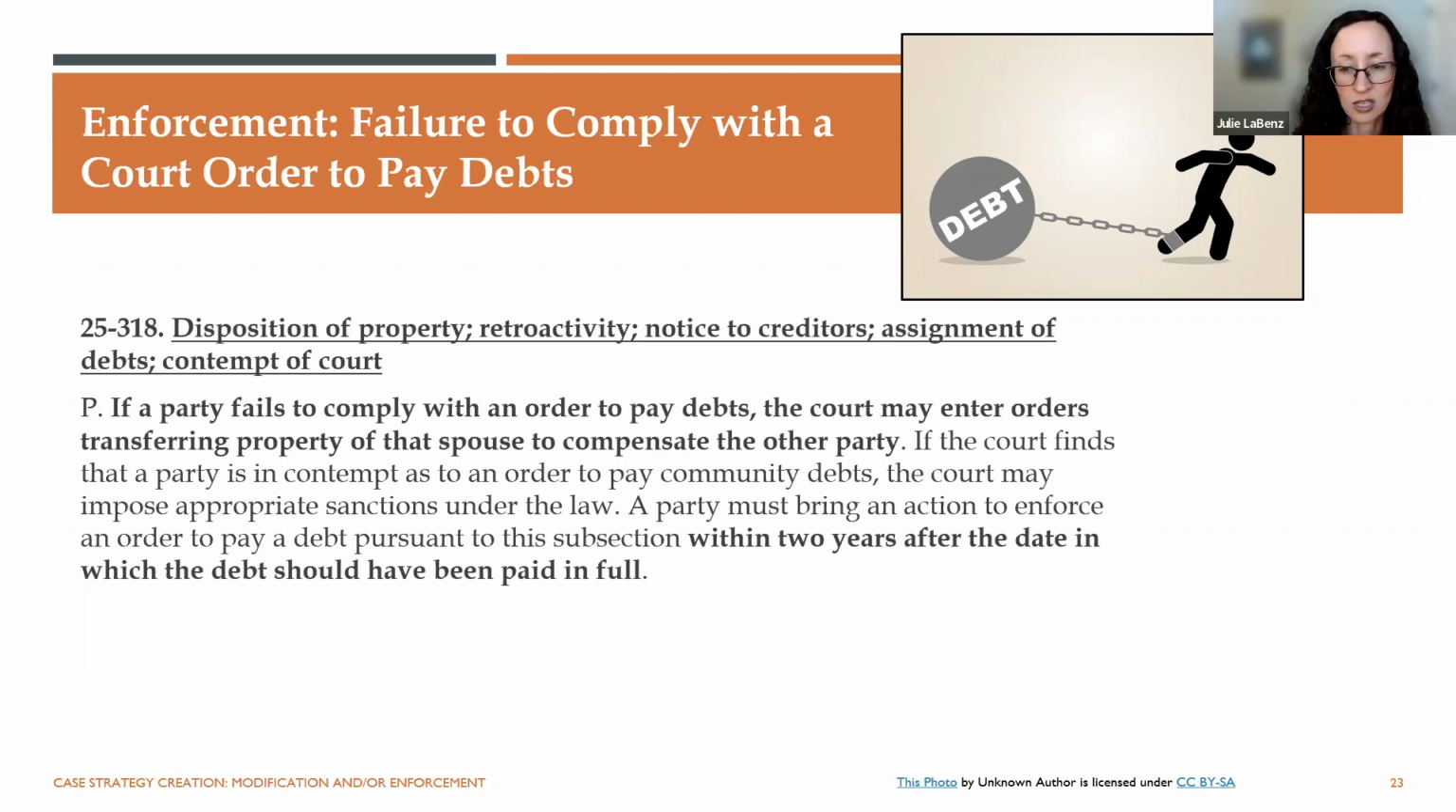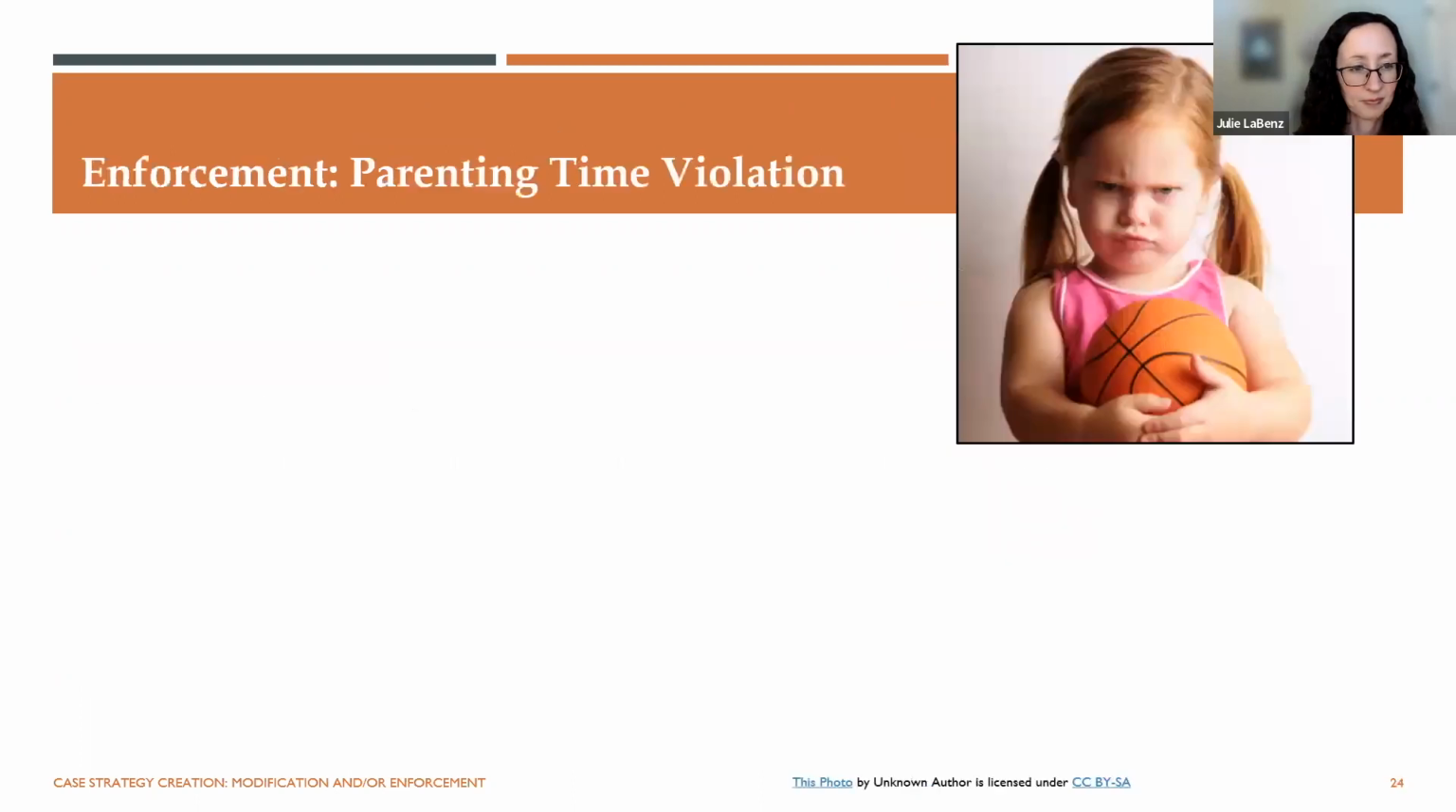So that's interesting. If the court finds that a party is in contempt as to an order to pay community debts, the court may impose appropriate sanctions under the law. A party must bring an action to enforce an order to pay a debt pursuant to this subsection within 2 years after the date on which the debt should have been paid in full. So there is a statute of limitations on seeking to collect on an unpaid debt against an ex-spouse.